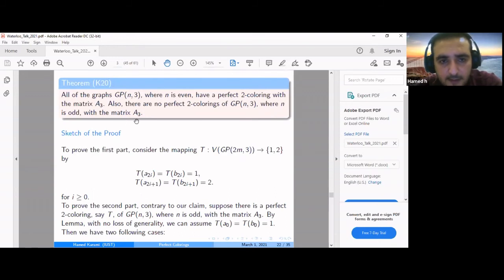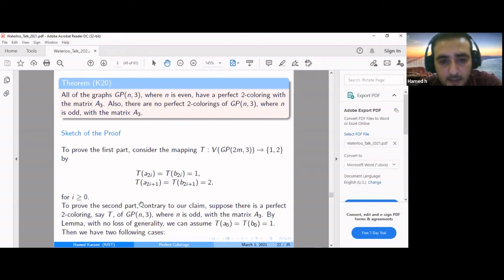For the matrix A3, all of the graphs GP(n,3) where n is even have a perfect two-coloring with the matrix A3, and there are no perfect two-colorings of GP(n,3) where n is odd with the matrix A3. For the first part, consider the mapping. This mapping is a construction for a perfect two-coloring of GP(n,3) with the matrix A3 when n is even.